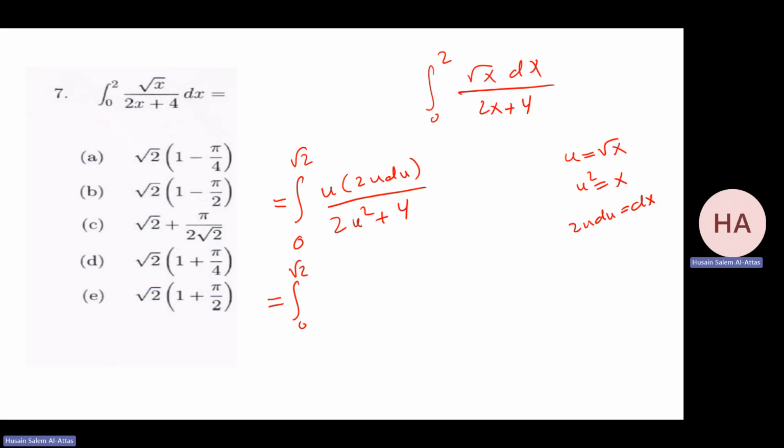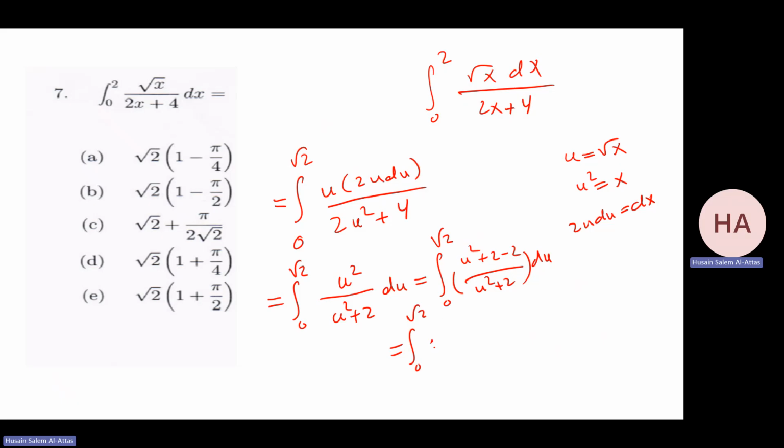0 to square root of 2. This is 2u squared, 2 with 2, so I have u squared over u squared plus 2, du. In other words, this is 0 to square root of 2. Let me do this trick. That will be 0 to square root of 2, u squared plus 2 minus 2 over u squared plus 2, du. Not u, 1. U squared plus 2 over u squared plus 2 will be 1.